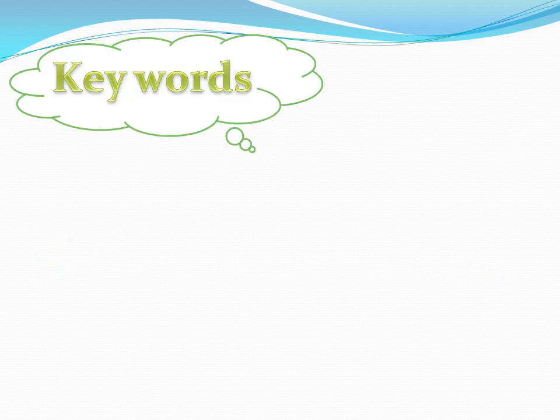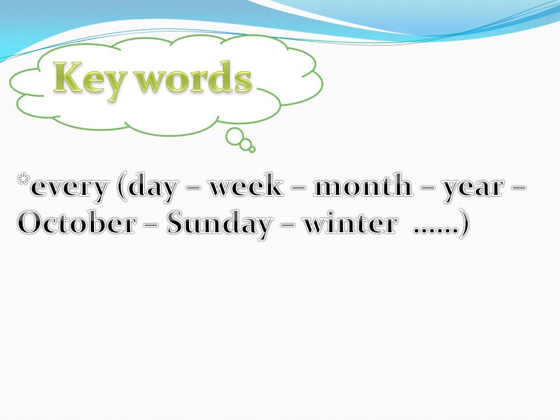Okay. What are the keywords? The keywords are words that when you use or when you see, you know that you have to use Mr. PS or the present simple. Like what? Every. Every day, every week, every month, every year, every October or kind of every certain month, every January, February, every single day. For example, every Sunday, every Monday, or every certain season, every winter or every summer.